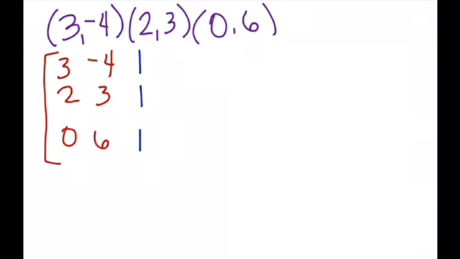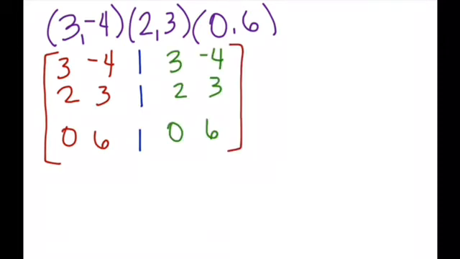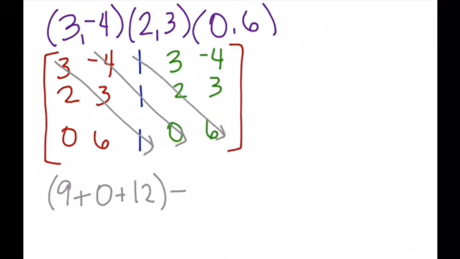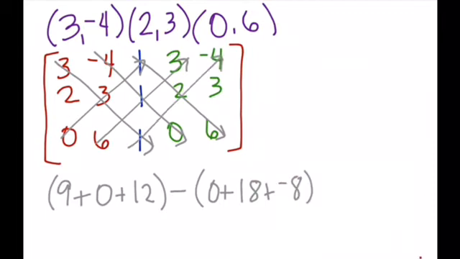So we're going to rewrite the first two columns, and then we will find the determinant like we did in the last video. We're going to do the series of multiplication, addition, and subtraction. So 3 times 3 times 1 is 9, -4 times 1 times 0 is 0, 1 times 2 times 6 is 12. We're going to add all those together. Then we will subtract 0 times 3 times 1, which is 0, 6 times 1 times 3, which is 18, and 1 times 2 times -4, which is -8. When we simplify all of that, we get 21 from the first set of parentheses minus 10 from the second set of parentheses, which gives us 11.